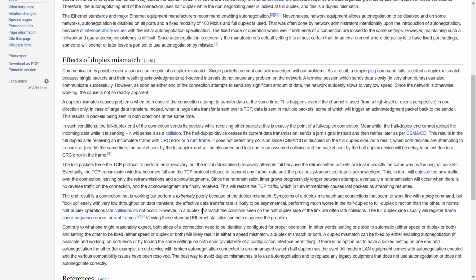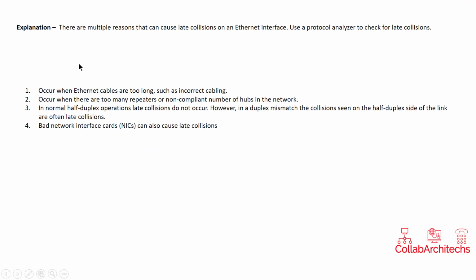Then in this case of duplex mismatch, the collisions seen on the half duplex side of the link are often late collisions, means on the side which is half duplex, there the late collision will occur. The full duplex side usually will register frame check sequence errors or runt frames. So this is basically telling that if there is a duplex mismatch, then it can cause late collisions. The same I explained here.